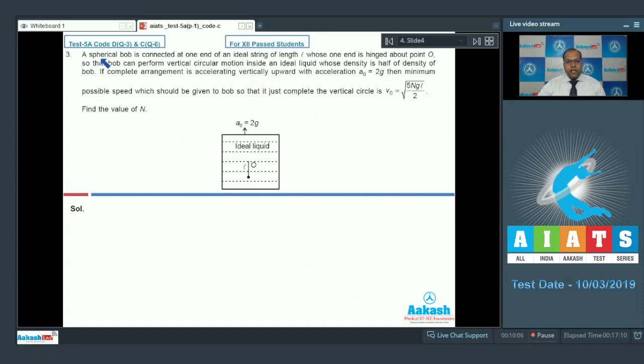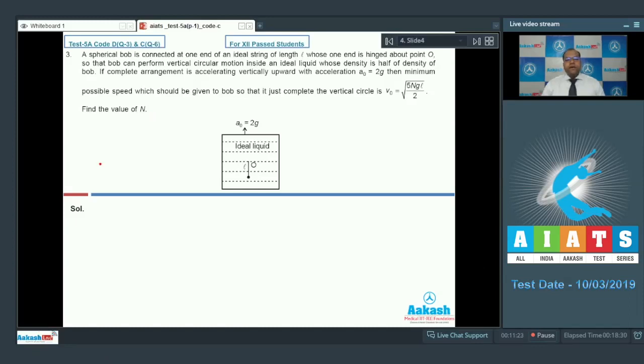In question number 3, a spherical bob is connected at one end of an ideal string of length L, whose one end is hinged about point O, so that the bob can perform vertical circular motion inside an ideal liquid whose density is half of the density of the bob. If the complete arrangement is accelerating vertically upward with acceleration 2g, then the minimum possible speed which should be given to the bob so that it just completes the vertical circle is v naught equal to under root of 5n gL by 2. Find the value of n.